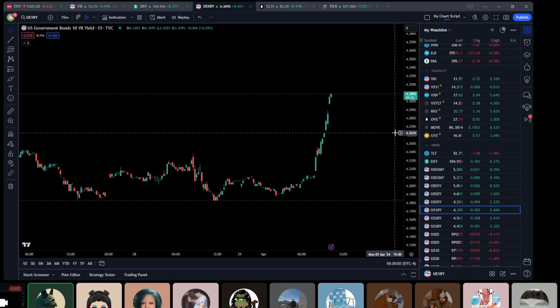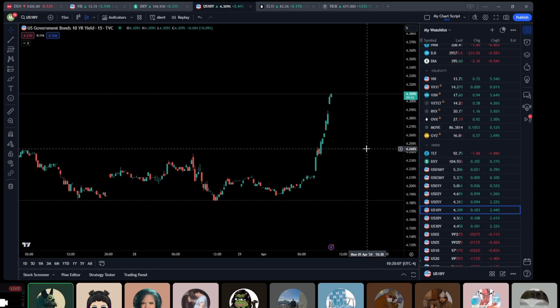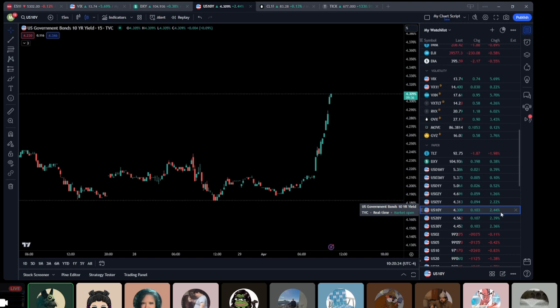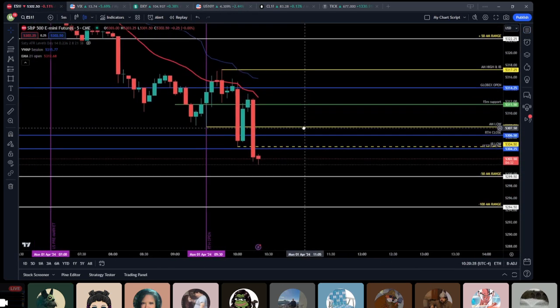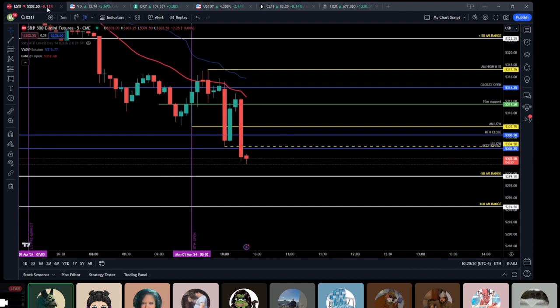Would I short the market right now? No, because sometimes bonds are a leading indicator for equities, so they won't always happen in the same day. Just because the 10-year is up 2.4% does not mean ES is going to drill right now. Right? ES is only down 0.1%.